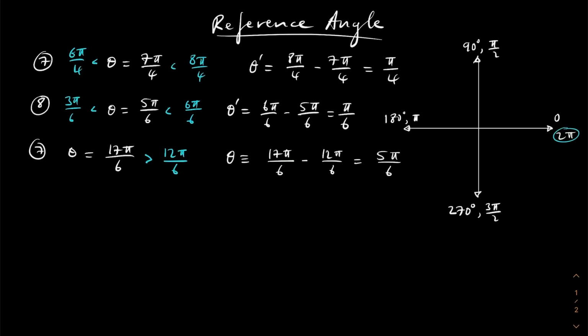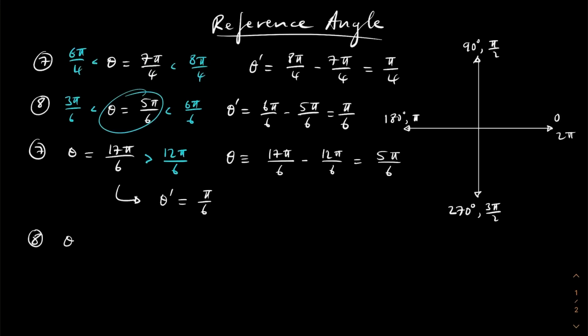And so if you look at example 8, we've already dealt with 5 pi over 6, and we know for sure that it falls between 3 pi over 6 and 6 pi over 6. And so therefore, the reference angle for the angle 17 pi over 6 should be the same as the reference angle for the angle 5 pi over 6. So we're going to have here that theta prime is also equal to pi over 6. All right, let me give you one last example.